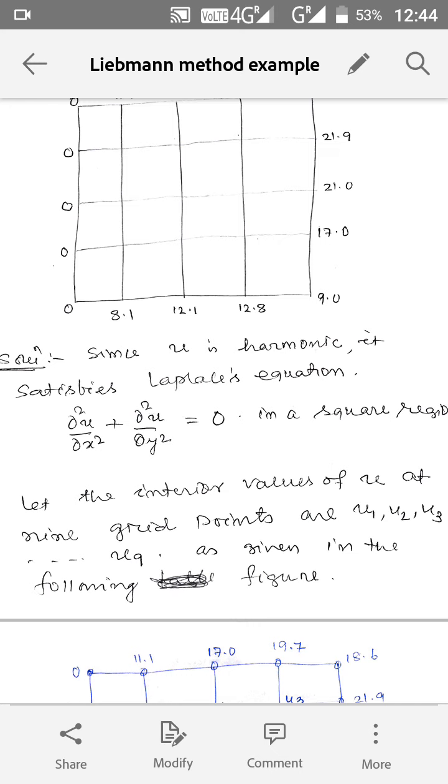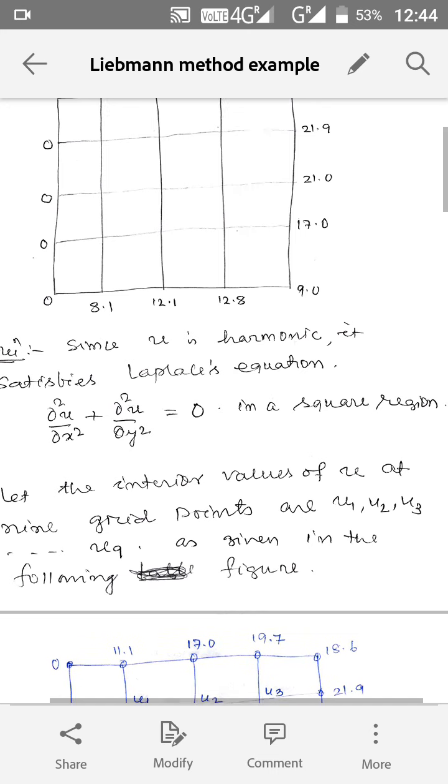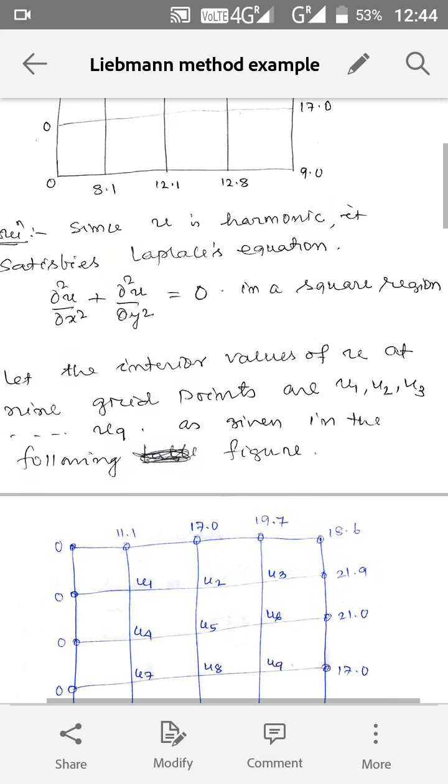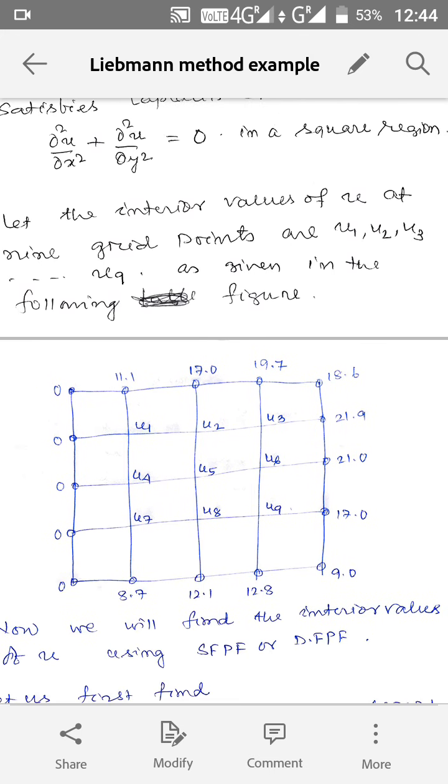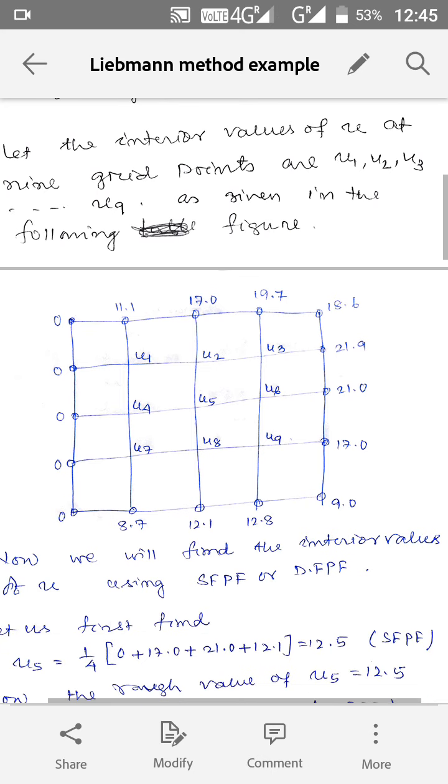Let the interior values of u at the 9 grid points be u1, u2, u3 and so on up to u9, as given in the following figure. So this is the figure. Let us consider the value of u at the 9 interior points as u1, u2, u3, u4, u5, u6, u7, u8 and u9. Now we have to find the values of u1 to u9 using the standard 5-point formula or the diagonal 5-point formula.